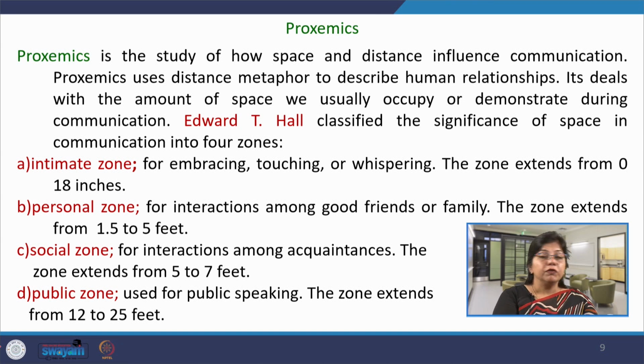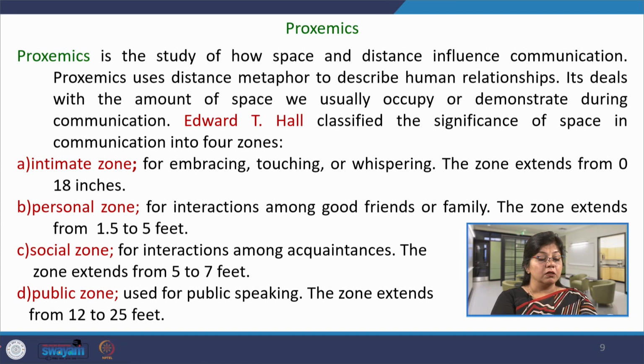If the relationship between two people is very intimate, there will be very little distance between them. If it is extremely formal, for example, a leader addressing the masses, the distance is far, maybe 12 to 15 feet. So, this is how human relationships can be understood based on proxemics, that is, the space and distance metaphor. Therefore, it deals with the amount of space we usually occupy or demonstrate during communication. Edward T. Hall identified 4 zones to understand human relationships. So, what are those 4 zones?